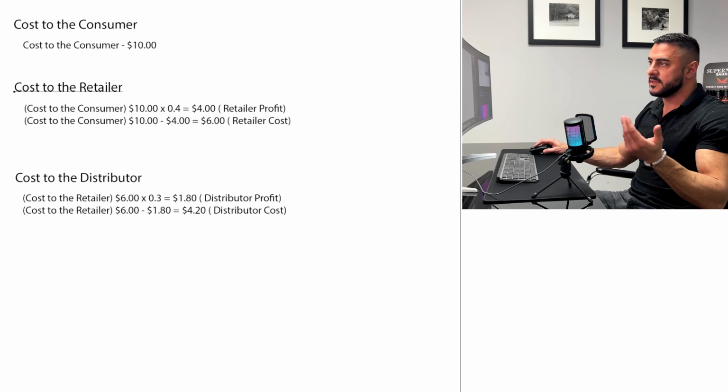It costs us $1.68 to make the product. Then we sell it to our distributor for $4.20 and we keep $2.52. The distributor in turn sells it to the retailer for $6 and they keep $1.80. The retailer then sells it to the consumer and they keep $4. So the way we've calculated this ensures that everybody who's going to be working with us or our partners in this business are going to make a profit. And you have to do this in order to be successful and grow your business.